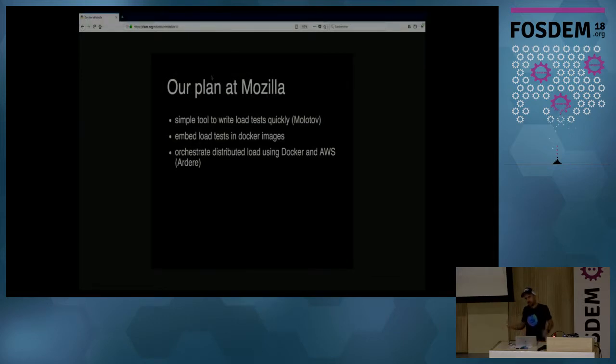Given that, our plan at Mozilla is to provide a simple tool to write load tests super quickly. We want people at Mozilla who are not familiar with Python to be able to write load tests by copying and pasting other existing load tests, so we want to keep it simple. And when we have a load test that's able to load test a web service, we just put it in a Docker image, and when we need to do a distributed load test, we use Amazon and Docker to deploy and orchestrate a massive load test that can run on 200 or 300 boxes on Amazon. But like I said before, most of the time we just take the test and run it on a laptop, break the service, and go see the dev and say, hey, I broke your service in 2 seconds. Now you need to do something about it.